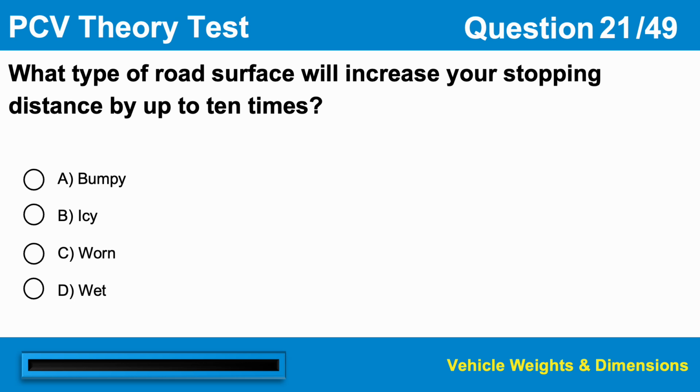Question 21. What type of road surface will increase your stopping distance by up to 10 times? A. Bumpy. B. Icy. C. Worn. D. Wet.